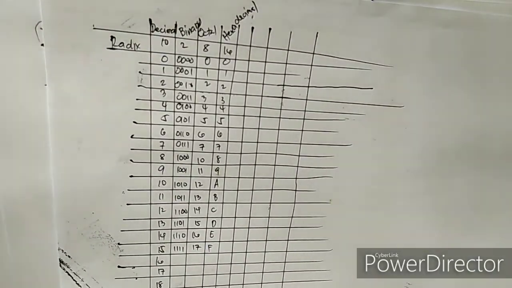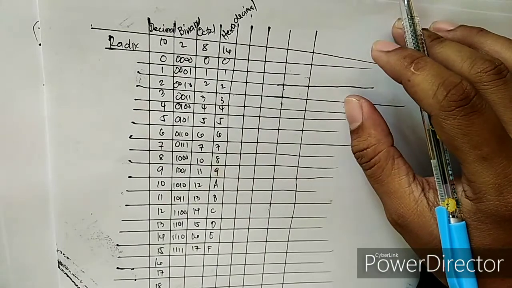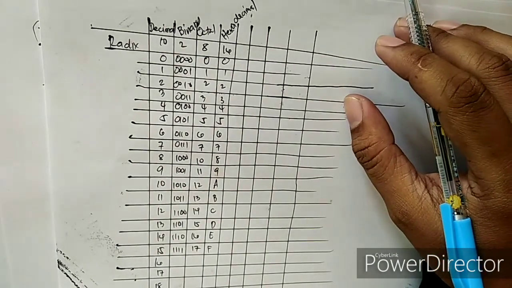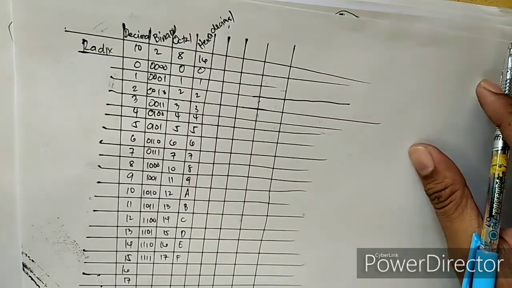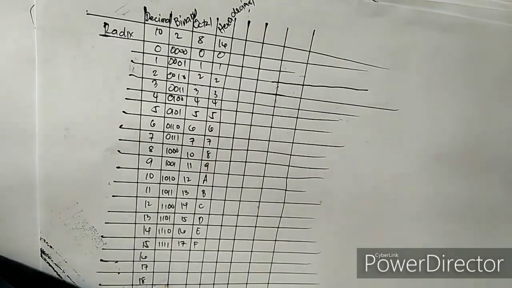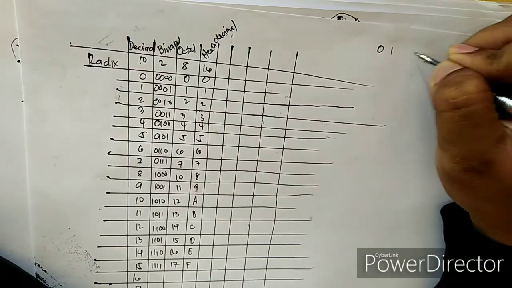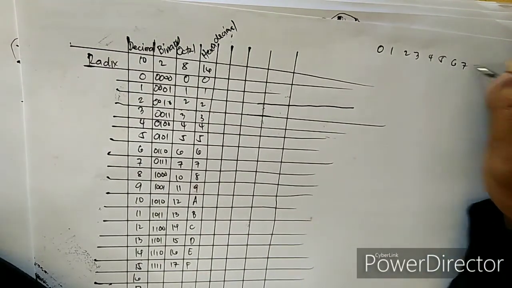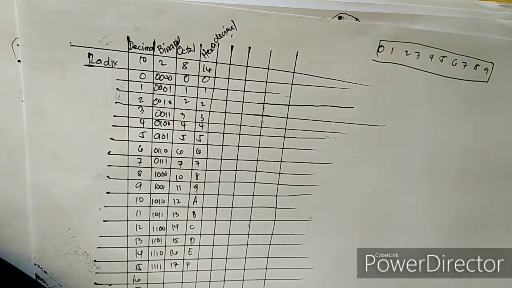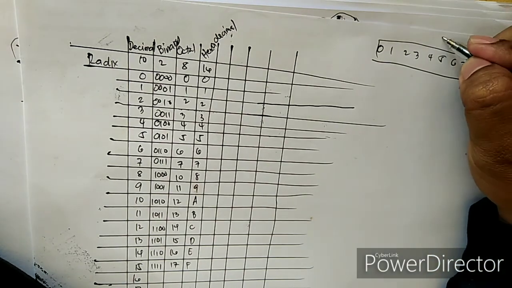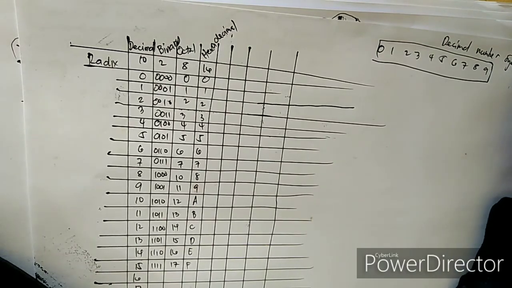So this is a table. You need to memorize these tables: the binary, octal, and hexadecimal. During elementary, we learned the decimal numbers 0, 1, 2, 3, 4, 5, 6, 7, 8, 9. These are the symbols, 0 to 9. This is called the decimal number system. It's very, very basic.